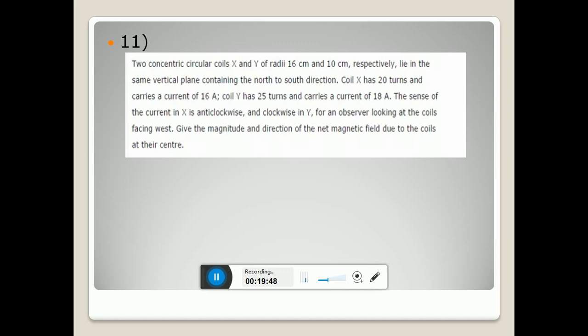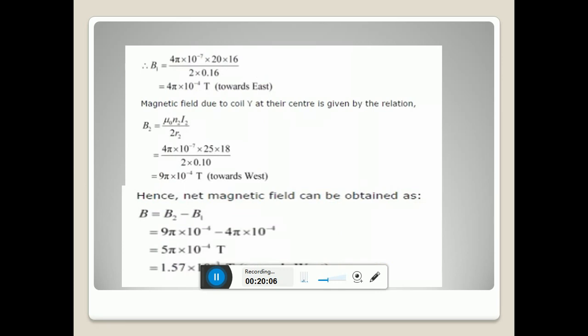One important point: assume that the plane of the coils lies along the north to south direction, then only you can get the magnetic field direction either east or west. Apply this concept, and you will get the magnetic field for the first coil towards east, and the magnetic field generated by the second coil towards west. Both magnetic fields are in opposite directions, so the net magnetic field is the difference of the magnetic field values of X and Y.